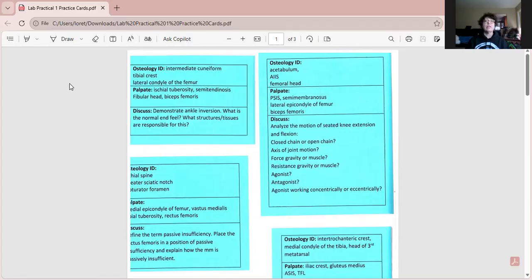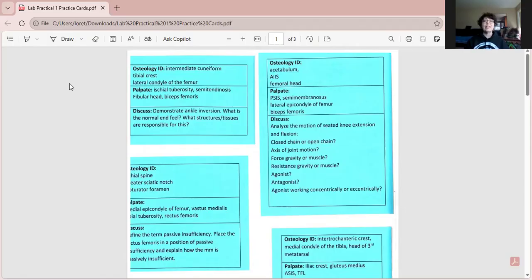So with that particular thing, I would take a lower extremity. I would find that intermediate cuneiform, which articulates with the second metatarsal. Find that tibial crest, which is the sharp angle. Remember, a crest is always like a high point. Sharp angle on the anterior side of your tibia is your tibial crest. It's what your shin guards protect you from getting hit in soccer if you wear shin guards. So the lateral condyle of the femur, they're the articulating surfaces or kind of the knuckles of the femur, if you want to think of it that way.